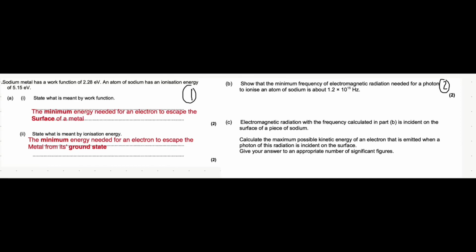We're going to have a look at a few key equations related to work function and the photoelectric effect, as well as some key definitions. So just to start with, it's told you a metal has a work function of 2.28 electron volts. What is that work function, and how is it different from ionization energy?